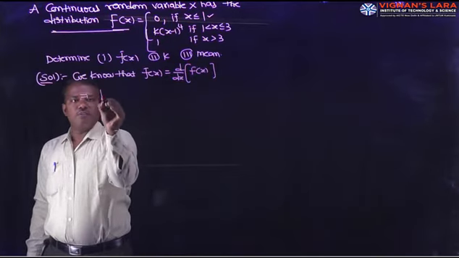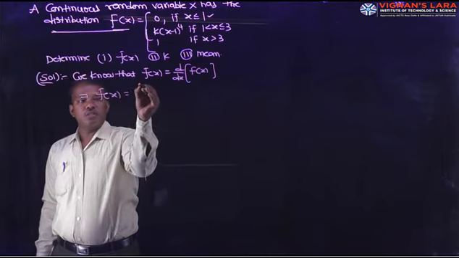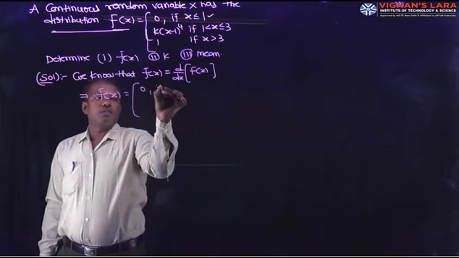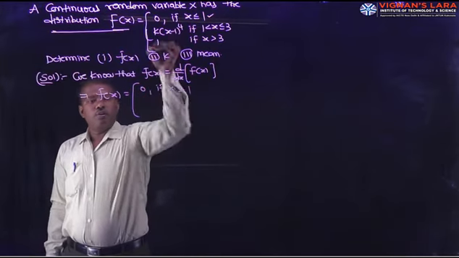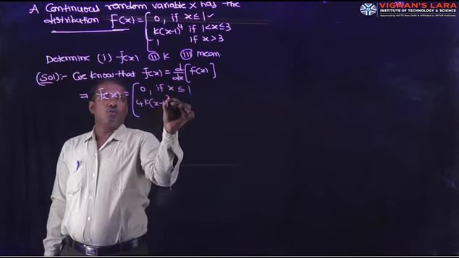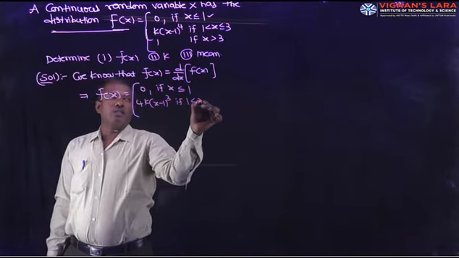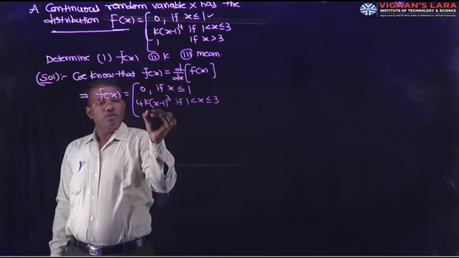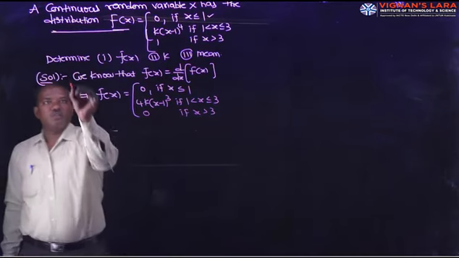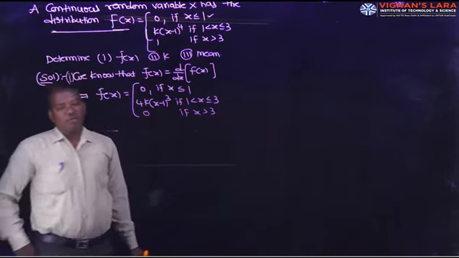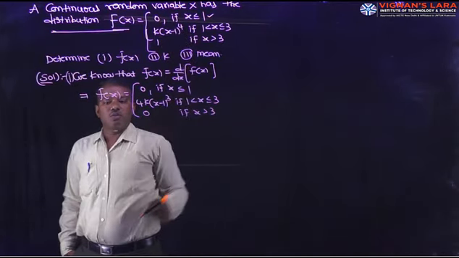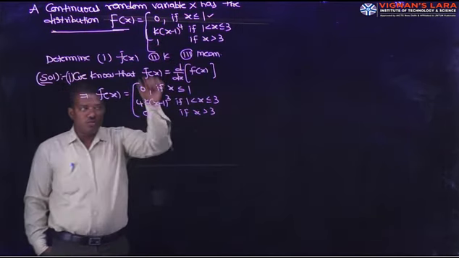Therefore, small f of x is 0, derivative of 0 is 0, if x is less than or equal to 1. Next, the derivative of x minus 1 whole power 4 gives 4 into k into x minus 1 whole cube if 1 less than x less than or equal to 3, and the derivative of 1 is 0 if x greater than 3. This is the small f of x. Small f of x is the derivative of capital F of x. The derivative of the first piece is 0, then it is 4k into x minus 1 whole cube. For the next one the derivative is 0, no change in the interval.